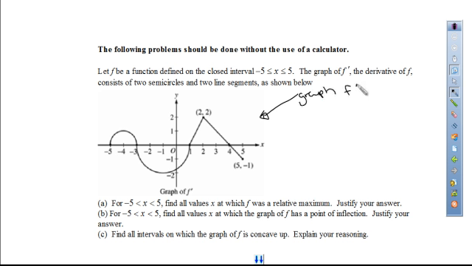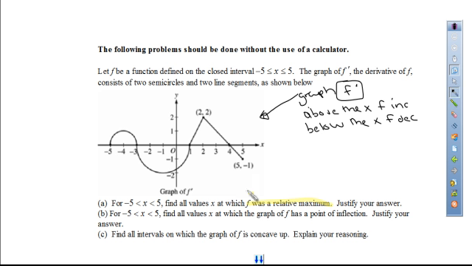This is important because remember, if we're looking at the derivative, anything above the x-axis means f is increasing. Anything below the x-axis means f, my original function, is decreasing, because we're looking at the graph of the derivative. So part A says, from -5 to 5 on my interval, find all values of x at which f has a relative maximum, and justify my answer.